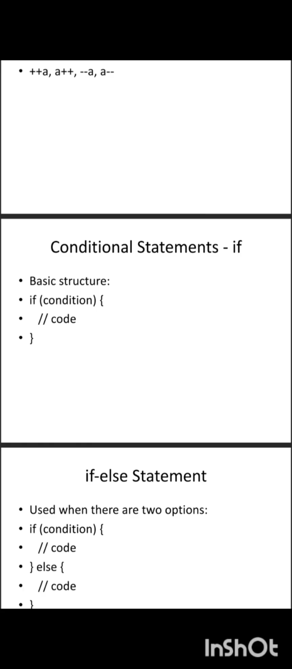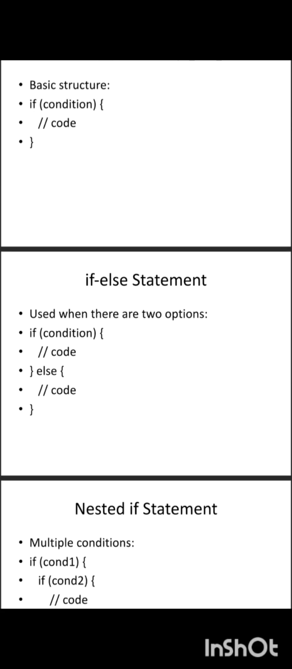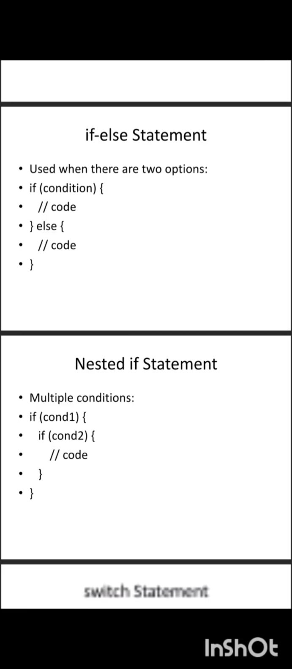And then go to slide 10, nested if statement. A nested if statement means placing one if statement inside another. This is useful when you need to check multiple conditions in a hierarchical manner. For example, if you are grading a student, you might first check if their marks are above 50 and then check if they are above 90 for a distinction. Nested conditions help you build more detailed logic and refine the decisions your program makes.